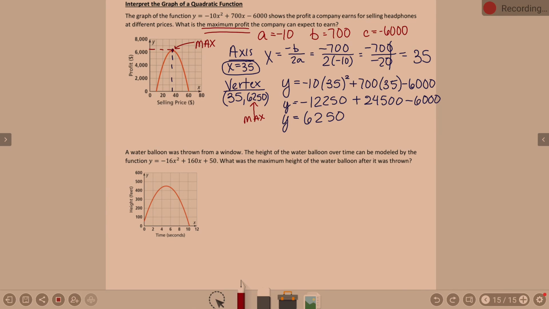So I'm going to write that in words a little bit. In that the selling price of $35 per item, how do I put it, earns the max profit of 6,250. Okay? Good word problem application there.